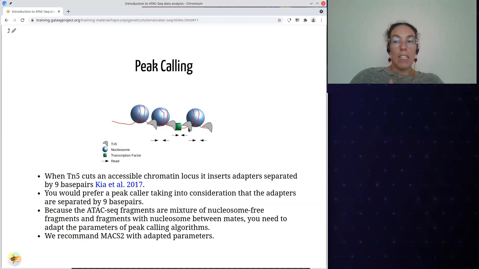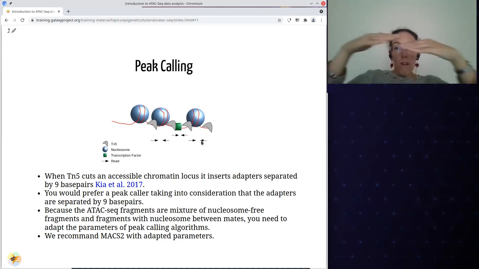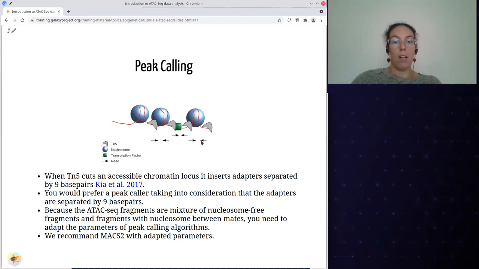What is important is to identify the regions where the Tn5 bound. So you need to focus on the 5 prime end of the reads, not the reads themselves, nor the whole fragment, but just the 5 prime end of the reads. To do that, we will use MACS2, but we will adapt the parameters in order to center the coverage on the 5 prime end of the reads.